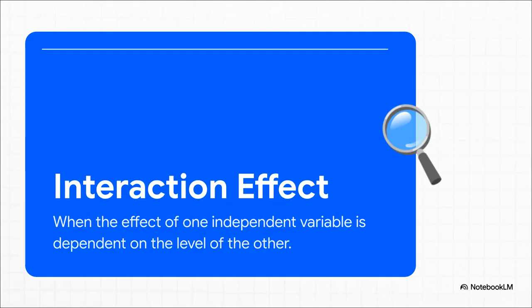So what is an interaction effect? It's what happens when your 2 factors don't just add up nicely. They combine to create a unique result. The effect of factor A actually changes depending on which version of factor B you're looking at. It means they're not acting independently. They're working together, or maybe even against each other.